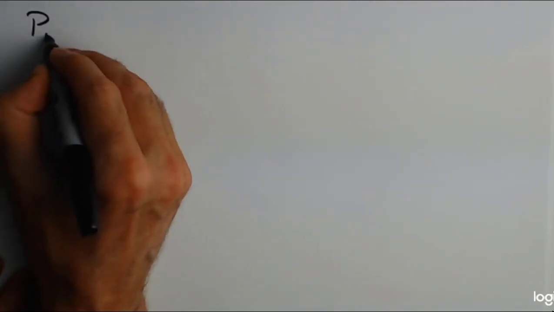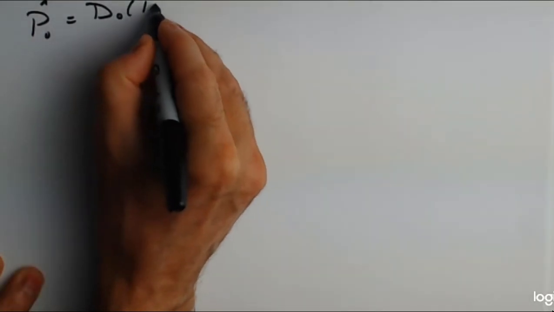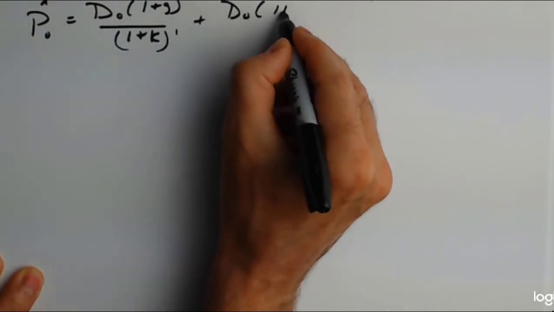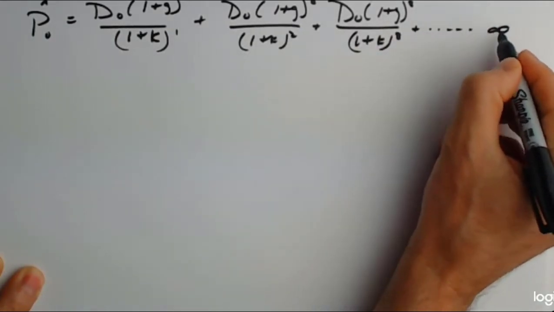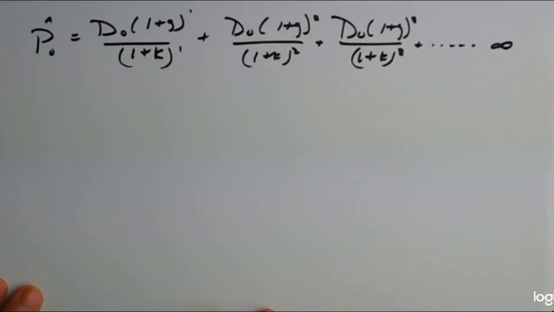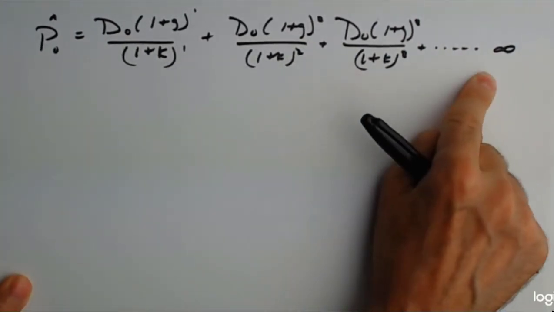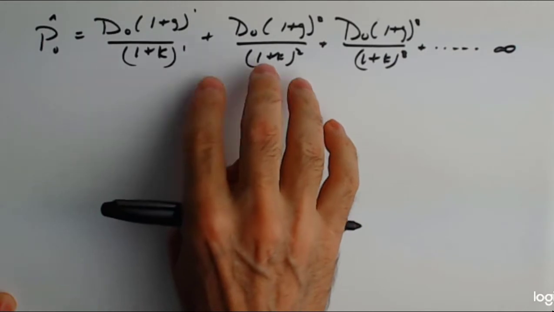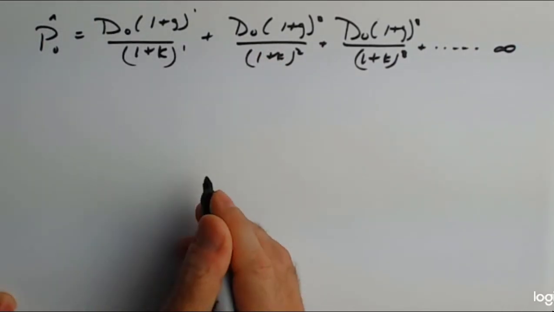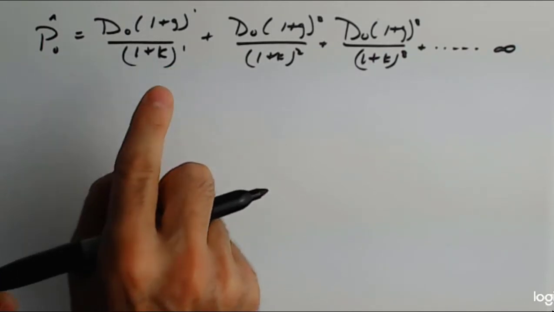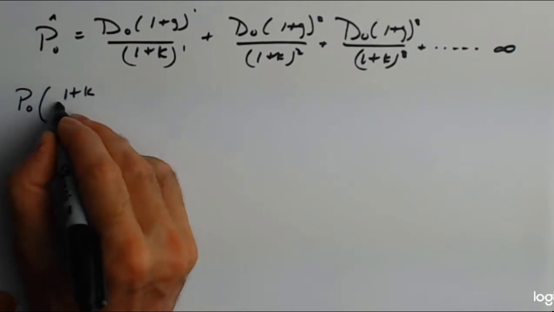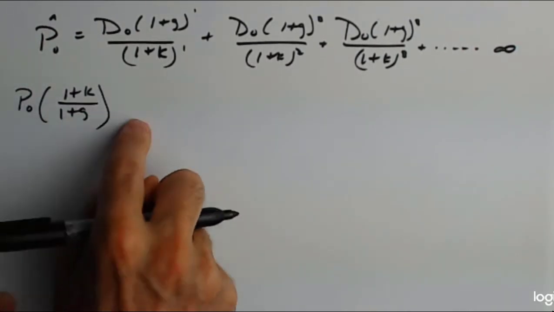Okay, so now let me clean this up. So I just rewrote what we had before with the constant growth rate G embedded in there. Now, okay, so we got that part. Now let's do one more math trick to get rid of this infinity sign so we can make some practical use out of this formula. And the way we're going to do it is we're going to multiply both sides by 1 plus k over 1 plus g. We're going to multiply both sides out.